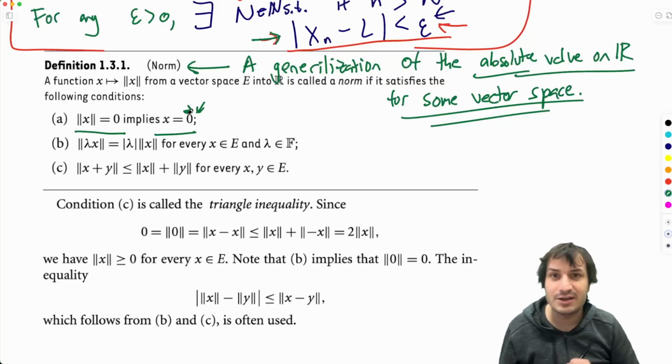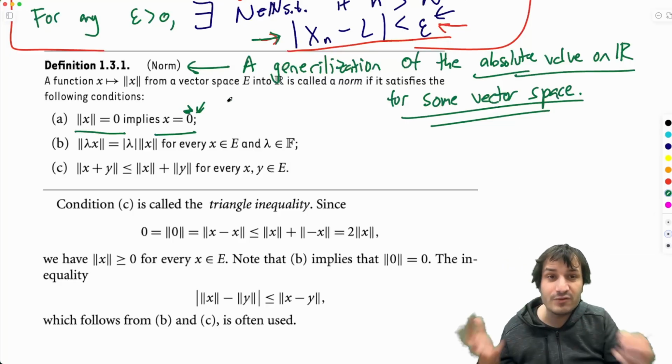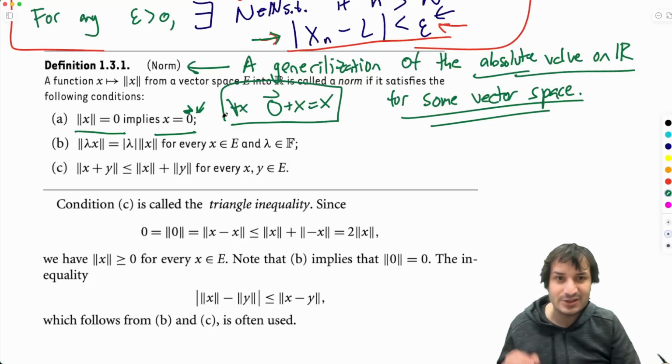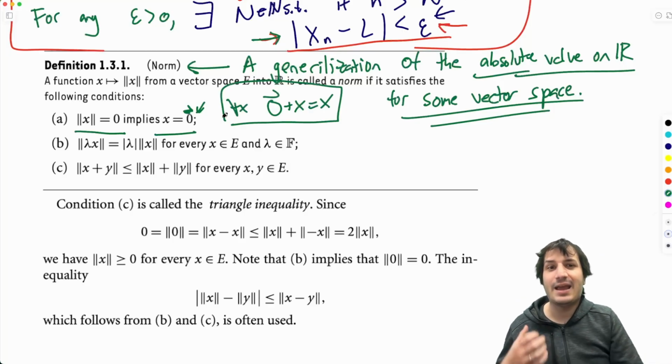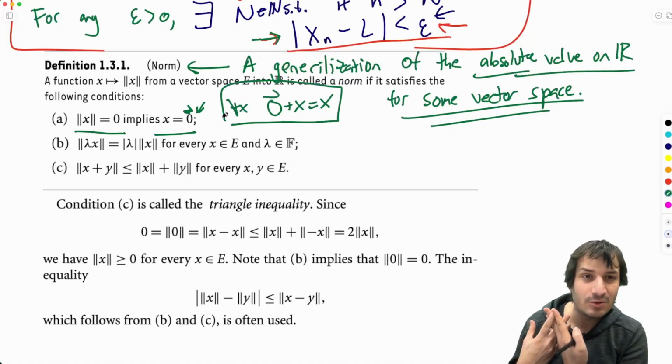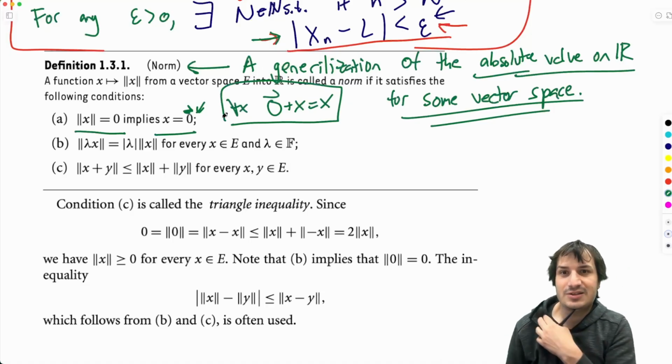If they were nice, they would have written a little vector sign over top of it. And the 0 vector is the vector for which 0 plus x equals x for all x, right? That's the 0 vector. So it's a very special vector, the do nothing vector. And what we're saying is if the norm is 0, it must be the 0 vector. And this is super crucial. We're going to use this all the time.